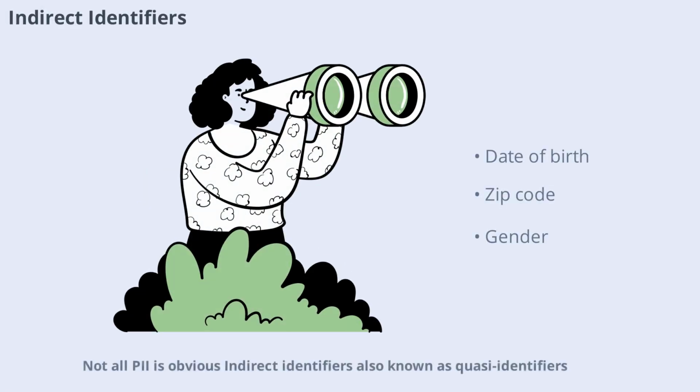Not all PII is obvious. Indirect identifiers, also known as quasi-identifiers, are pieces of information that on their own may not identify you. However, when combined with other data, they can reveal your identity. Examples include your date of birth, zip code, or gender. These details might seem harmless, but in the right context, they can be used to trace back to you.